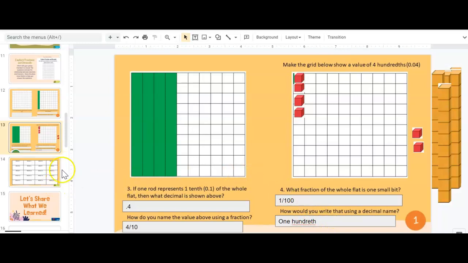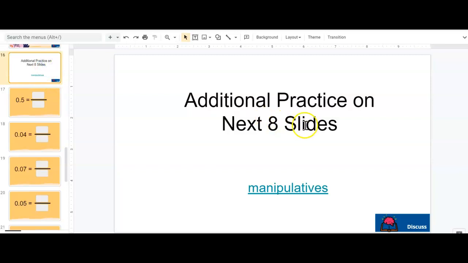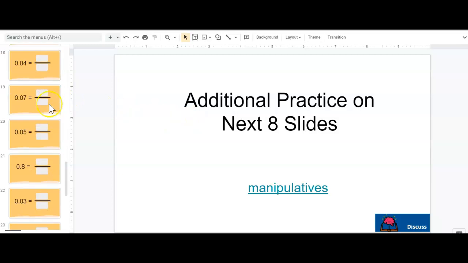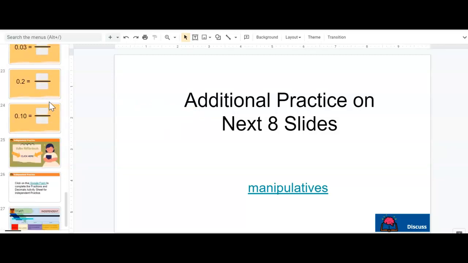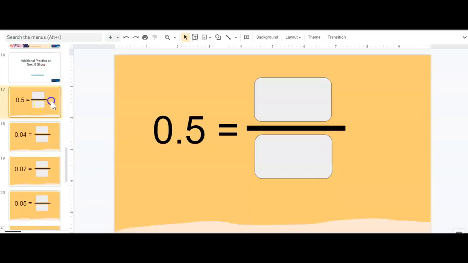Okay. And again, go ahead and pause the video as often as you'd like to make corrections to yours. So when we move on our slides, guys, there's some additional practice on our next 8 slides. I'm going to want you to work on those. You're just basically identifying what the decimal is, and you're going to put it in the fraction form.